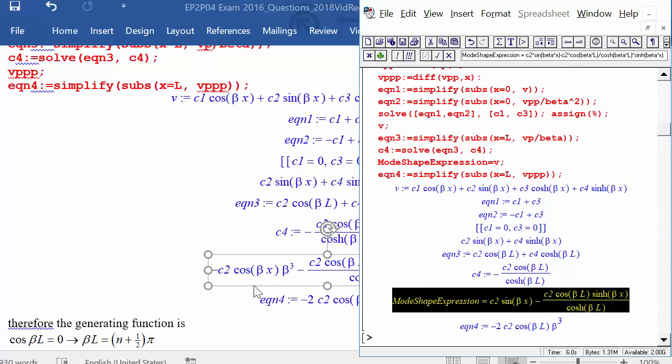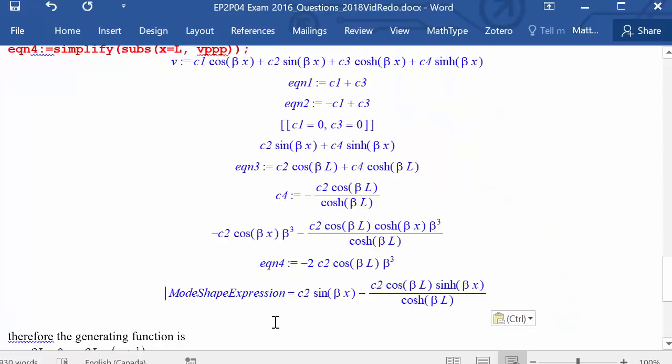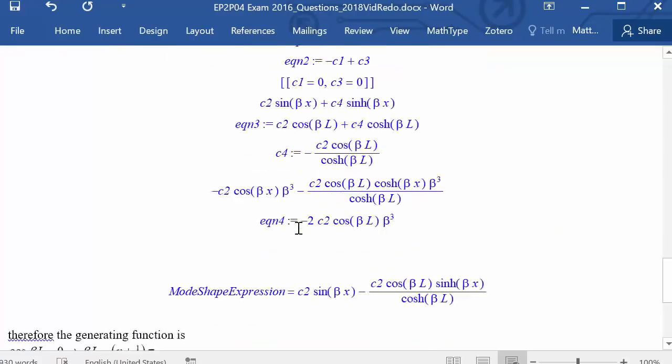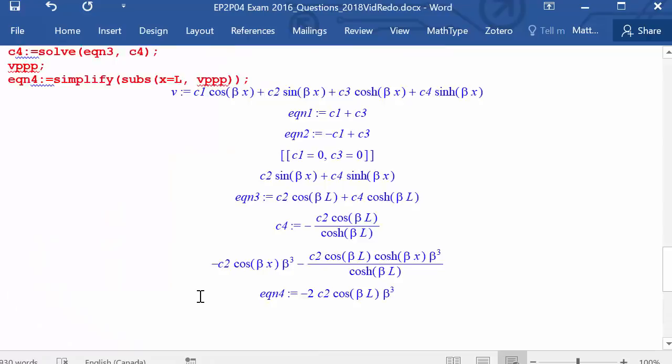For an artificial C2, and the generating function is cos of beta L is 0, which we can actually solve for beta n is n plus 1/2 pi by L. So now we're good to go. Determine the first 3 resonant frequencies.